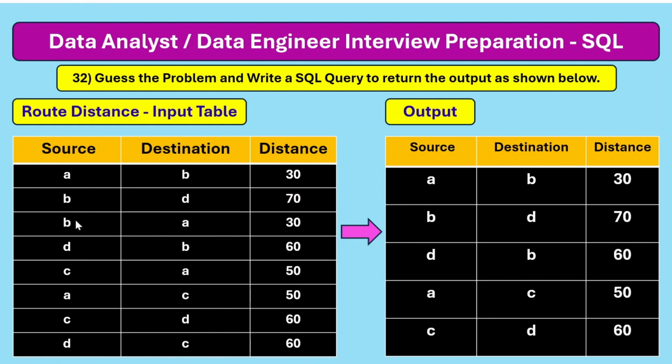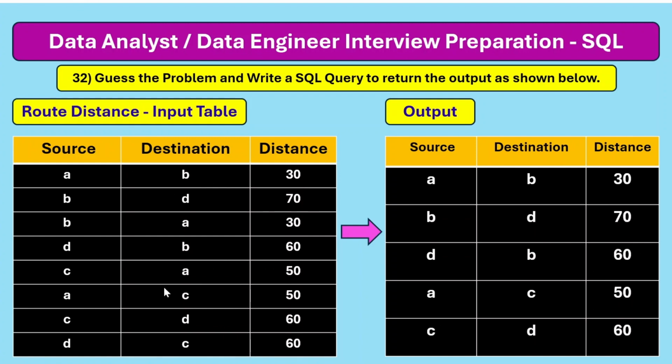Let's see here, B to D, that is the forward path, which is 70. In the reverse path, D to B is 60. Here you are getting the reverse path also, because the distances of the forward and reverse paths are different. That is the reason we are getting it.